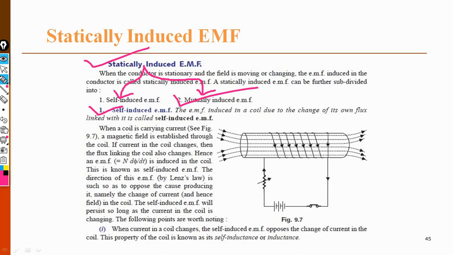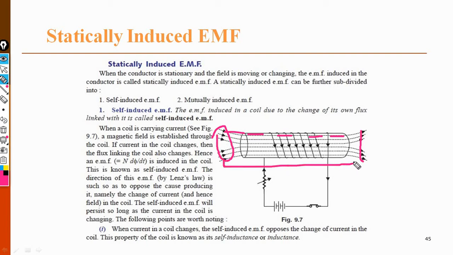Here the conductor is there, and the magnetic field is passing through it. These are the magnetic flux lines, and this magnetic flux passes from one place to another in the conductor. Then EMF gets induced in the conductor, and this type of induced EMF is called self-induced EMF. That means only the conductor's own induced EMF is called self-induced EMF. Now this is the exact concept of self-induced EMF.